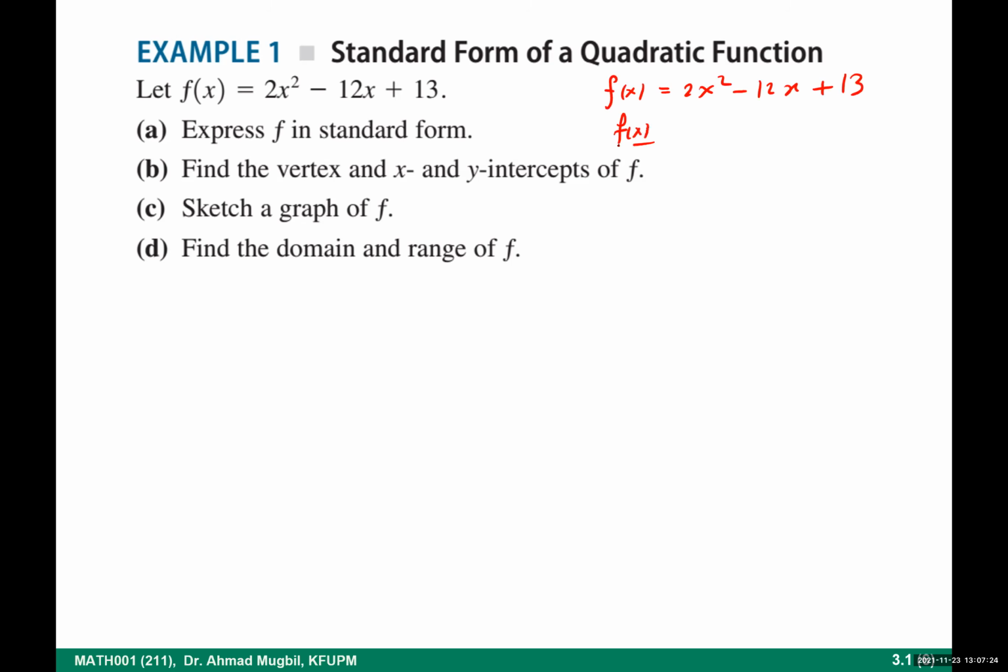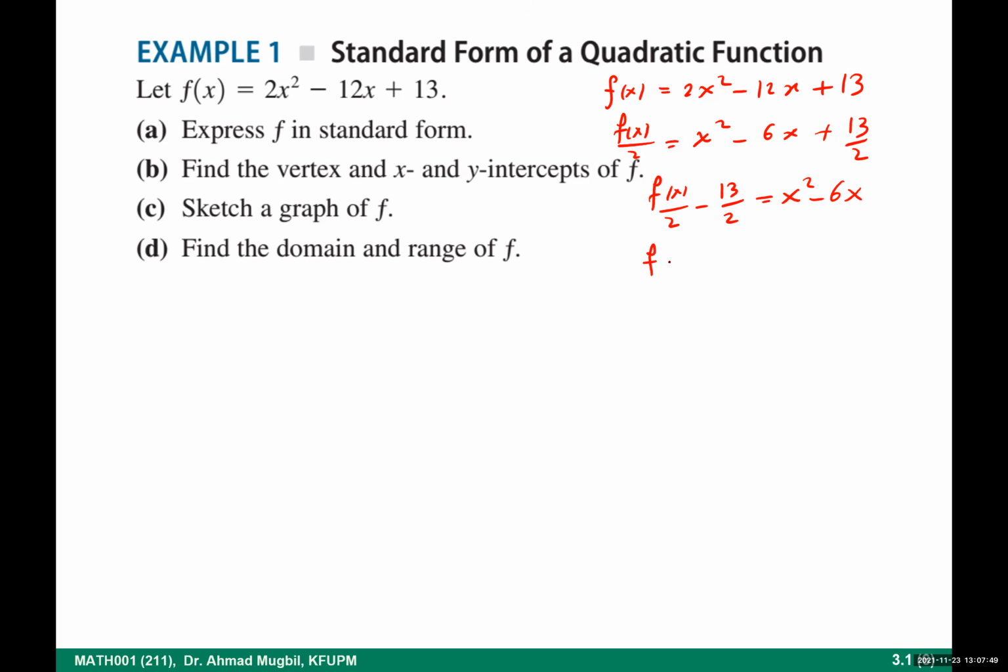F of x equals 2 times, so this is what will happen. We will have x squared minus 6x plus 13 over 2. Then let's do what you are suggesting and see what happens. Let's continue. What we are doing is not wrong, but you will see that it is useless. Let's continue.